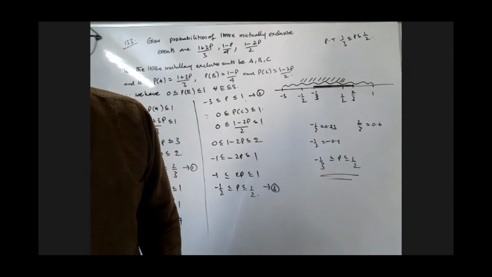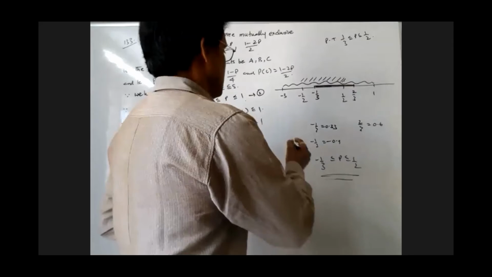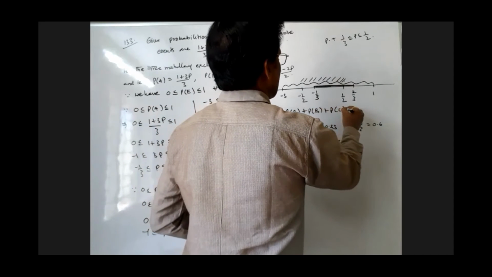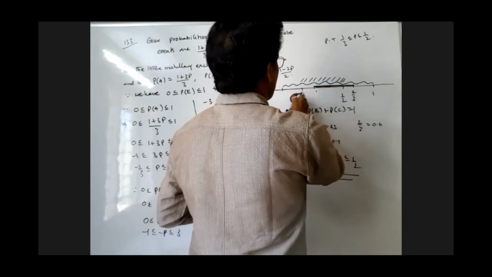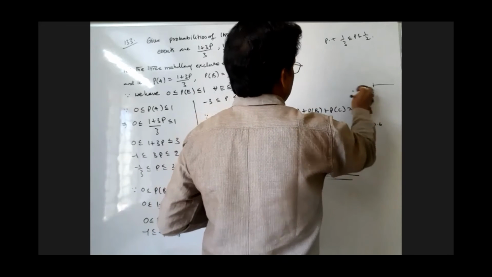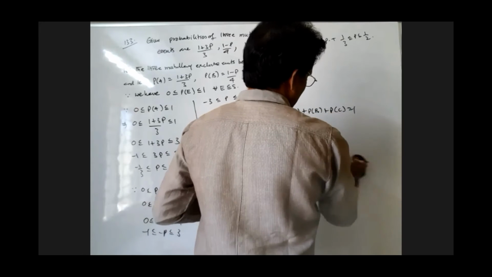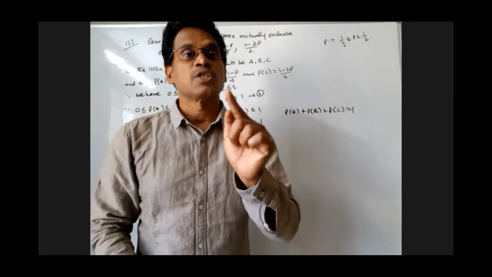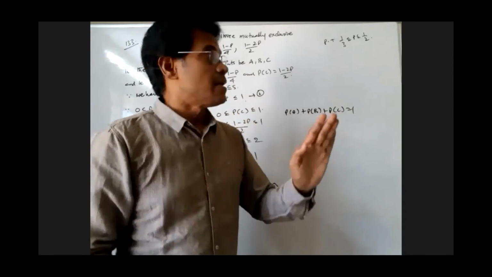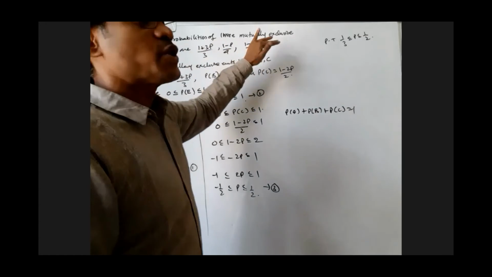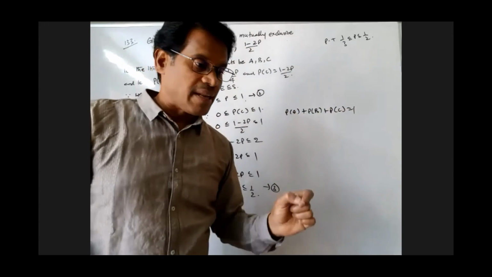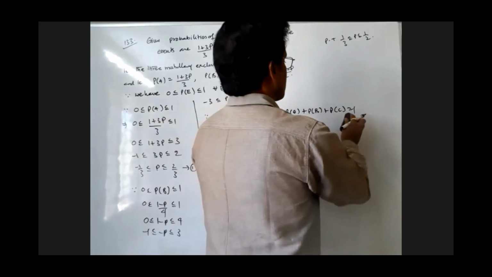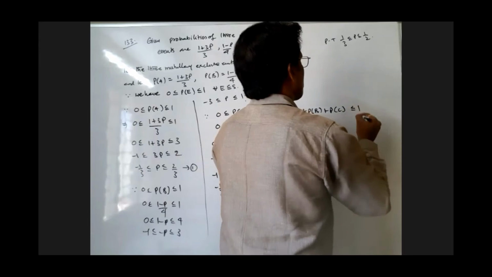If all of them are exhaustive events, we have the condition probability of A plus probability of B plus probability of C is equal to 1. In the previous problems we didn't use this condition. The sum of all the probabilities is equal to 1 provided A, B, C are exhaustive events. Are they exhaustive? They didn't say exhaustive, they gave only mutually exclusive. They didn't mention anywhere that they are exhaustive. That's the reason I cannot take it as equal to 1. It is less than or equal to 1.